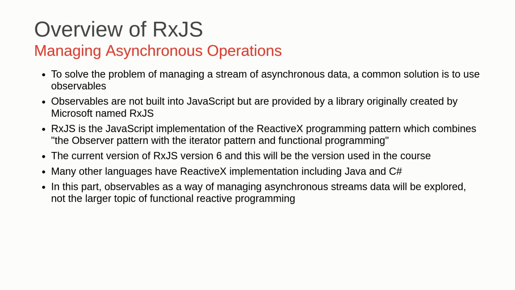Now, the current version of RxJS at the time of this recording is version 6, and so we'll be looking at things from a version 6 perspective. Some things have been deprecated from the past. We'll mention a few of those throughout the course, but we will be teaching this from the perspective of version 6. So observables are the way in which we're going to be managing this stream of asynchronous data using the RxJS library.